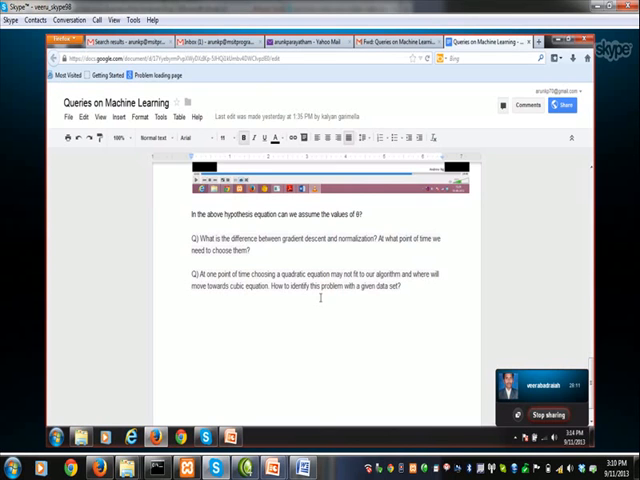So next, at one point of time, choosing a quadratic equation may not fit our algorithm, and we will move towards a cubic equation. How to identify this problem with the given data? This problem will be discussed this week. We have a test data set, a validation data set, and a training data set. The validation data set will be used to see which type of curve is reducing the error. That we will take finally.